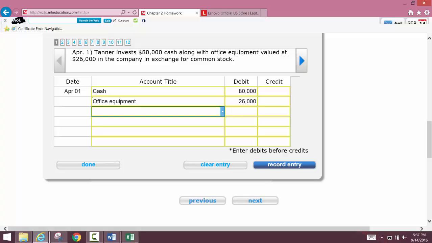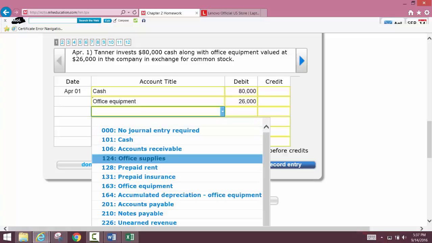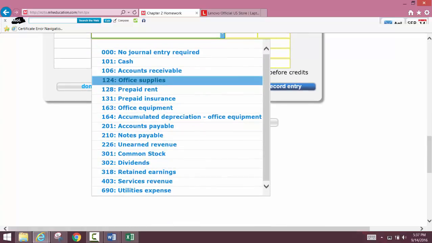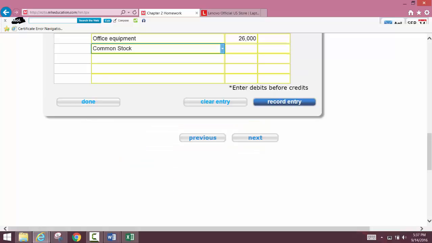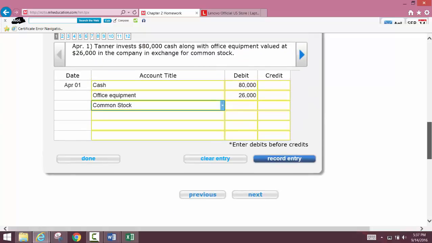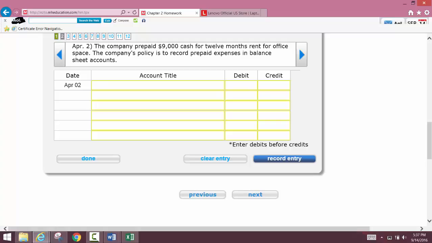So common stock has to be found now. I come down. Where's my common stock? There's my common stock, right? And the common stock was the total of these, right? Because we got some ownership in exchange for this. So that's 106,000, right? Okay, good. So I record the entry.